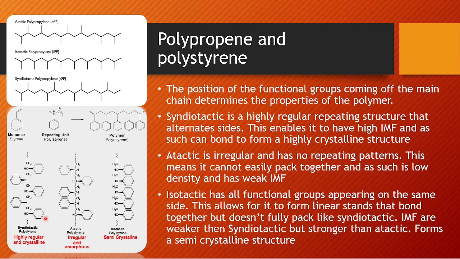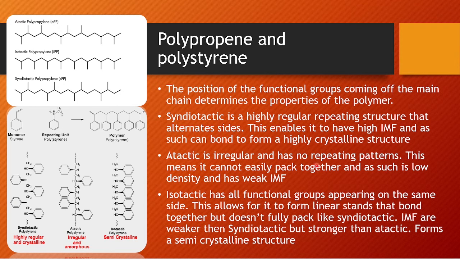And then syndiotactic is highly regular. It's got a pattern. So up, down, up, down, up, down, up, down. So it has a very distinct pattern and is usually highly regular, making a crystalline structure. So syndiotactic, highly regular, repeating structure to alternating side, enables you to have high intermolecular forces and as such can bond to form highly crystalline structures. So if you had multiples of these, another one of these would be here, and then there'd be bonding between those. So it allows for a lot of bonding between the different chains, which usually makes it a much stronger molecule.